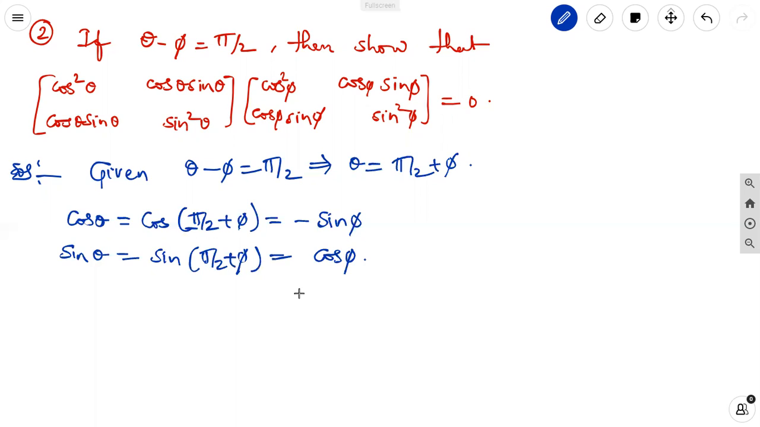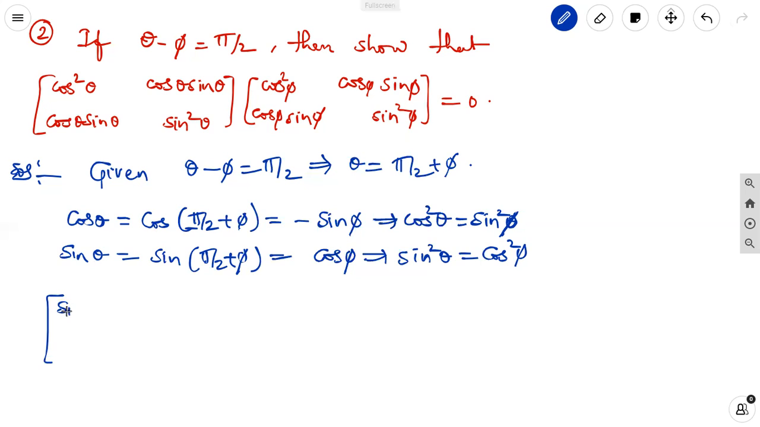By using these relations, if cos theta is minus sin phi, then cos square theta, squaring on both sides, becomes sin square phi. For sin theta equal to cos phi, squaring on both sides gives sin square theta equal to cos square phi. Minus into minus is plus. Now we can change cos theta and sin theta into cos and sin of phi angles. So cos square theta, we can write as sin square phi.